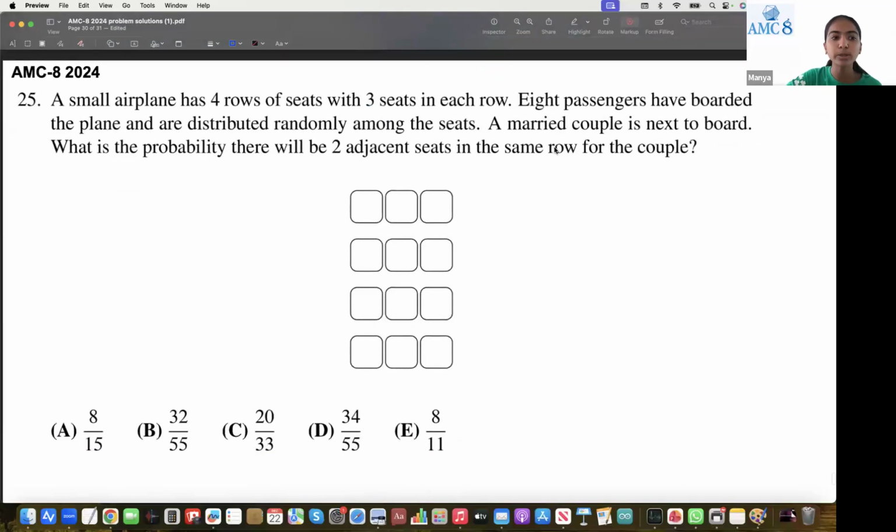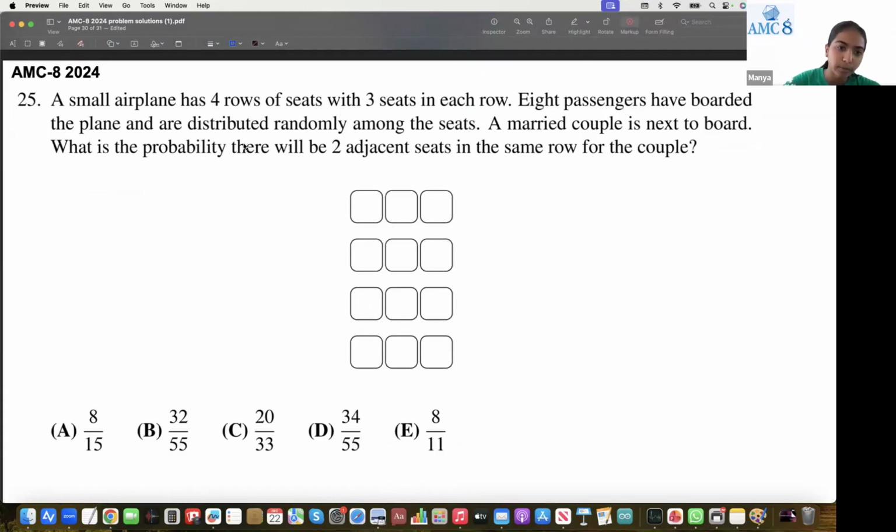Okay, problem number 25. A small airplane has 4 rows of seats with 3 seats in each row. 8 passengers have boarded the plane and are distributed randomly among the seats. A married couple is next to board. What is the probability that there will be 2 adjacent seats in the same row for the couple?